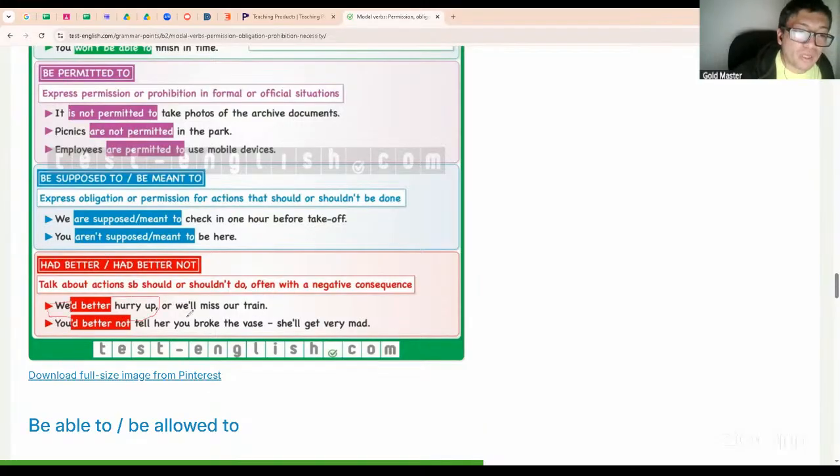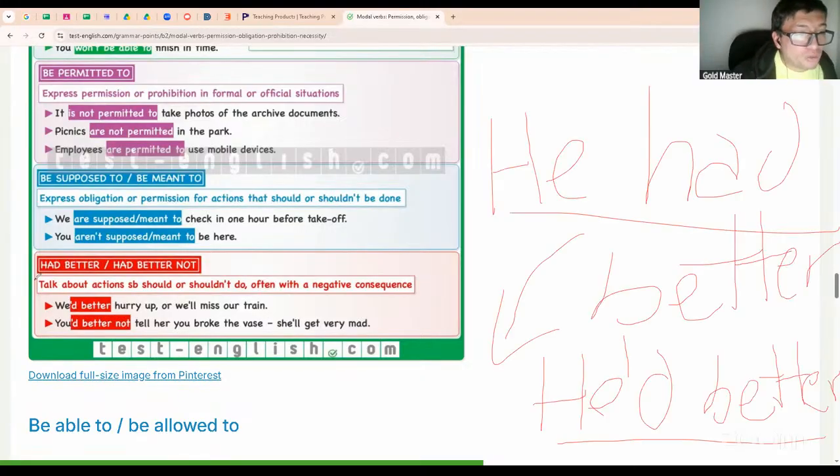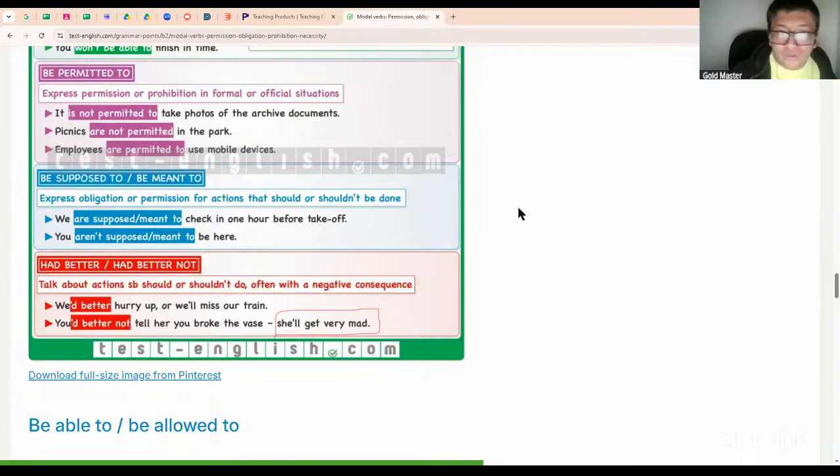Más vale que nos apuremos o vamos a perder el tren. Oh, nuestro tren. You'd better not tell her you broke the vase. She'll get very mad. Más vale que no le digas que rompiste el vaso. No me acuerdo cómo era en Spanish. She'll get very mad. Se pondrá furiosa. Okay, that's it. Chicos, eso es así de fácil. Creo que vase era florero, ¿no? Muy bien. Chicos, that's everything that I have to tell you now.